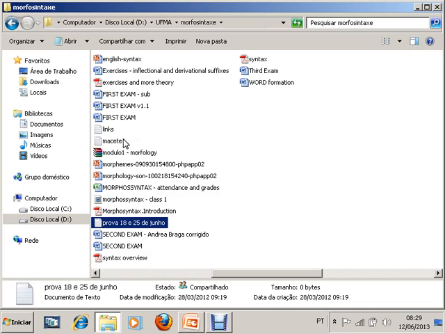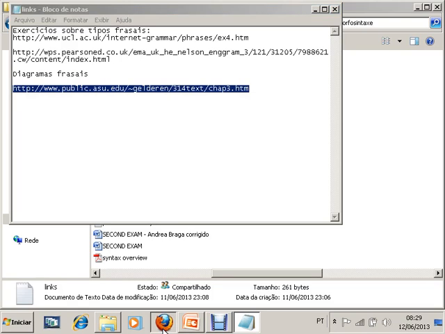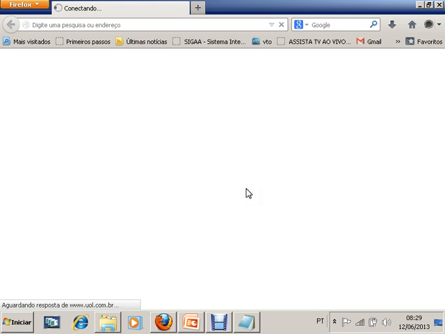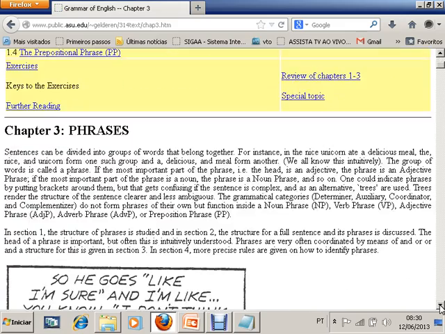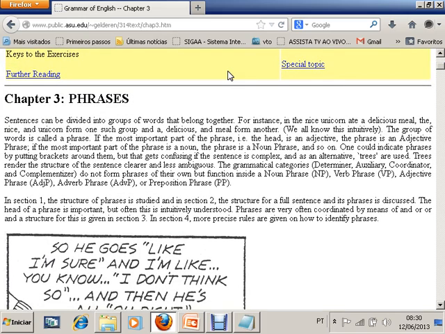Deixa eu ver se eu consigo aqui. Os links têm uma hierarquia. Tem os diagramas aqui que eu acho que vão deixar a coisa um pouco mais clara para vocês. Olha só, ele até explica aqui, olha. É que tá pequeno para vocês, mas... Sentences can be divided into groups of words that belong together. Isso seria o phrase, né?